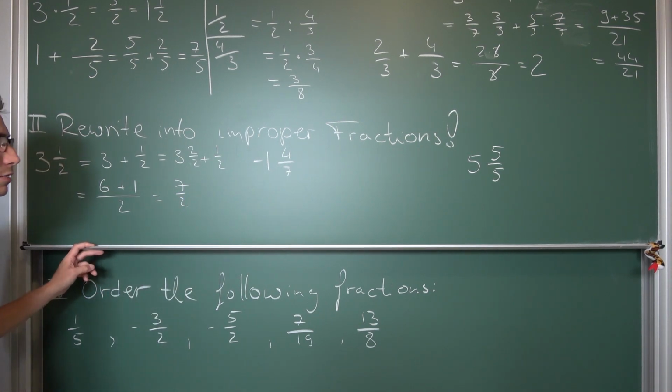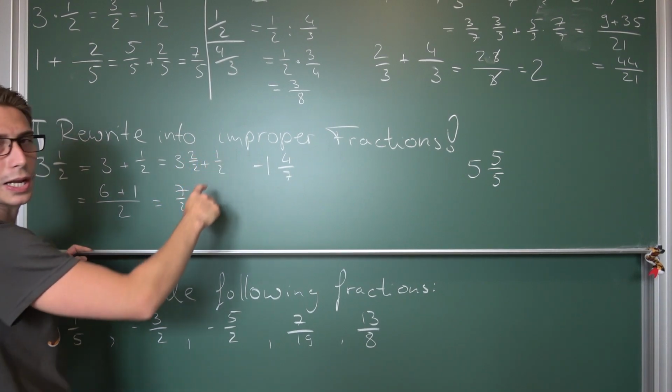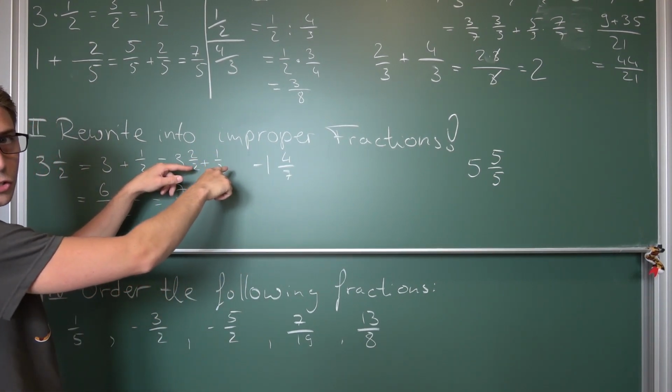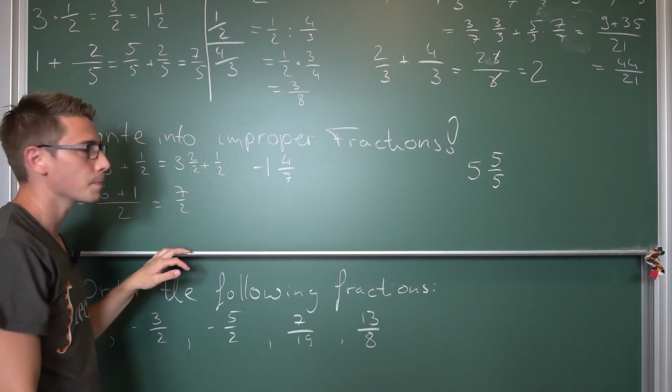I hope you could see what I did here. So 3 up here is going to give us 6 over 2 plus 1/2. And then we have 2 as the common denominator. 6 plus 1 is going to give us 7, and thus we are done.